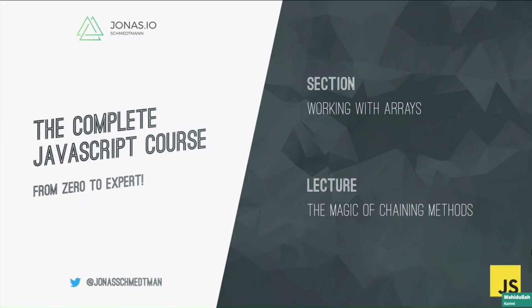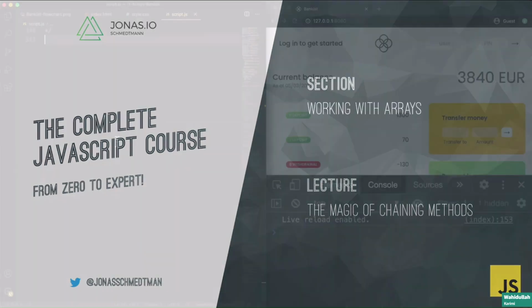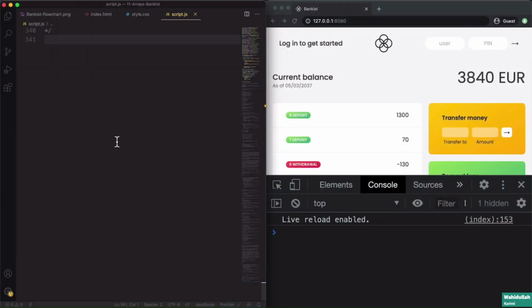So up until now, we have been using the map, filter, and reduce methods kind of in isolation. However, we can take this one step further by chaining all these methods one after another. For example, let's say that we wanted to take all the movement deposits, then convert them from euros to dollars, and finally add them all up, so that we know exactly how much was deposited into the account in US dollars.